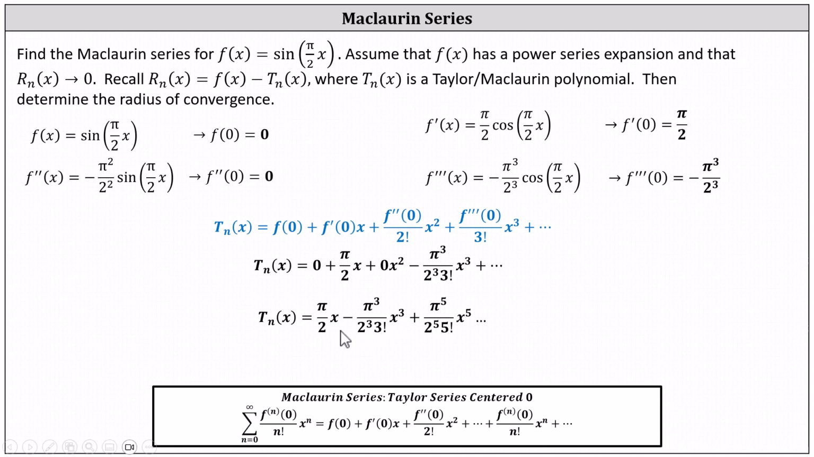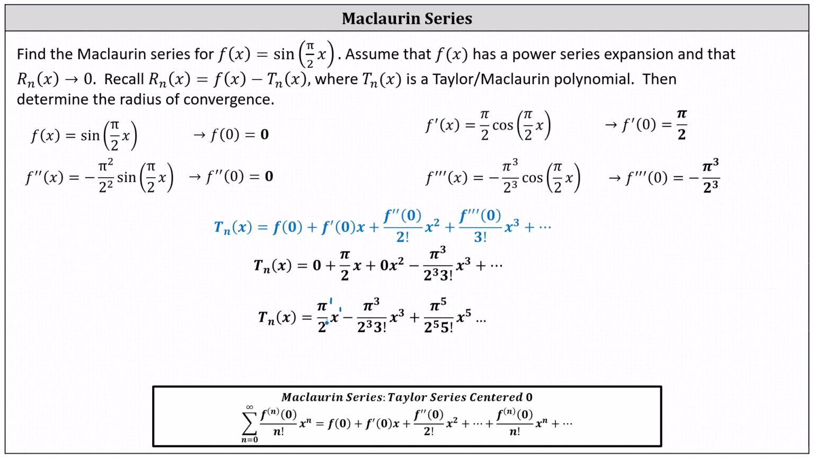Following this pattern, notice the next term would be plus π⁵ divided by the product of 2⁵ and 5 factorial times x⁵, and so on. And now let's analyze the terms to determine the pattern to write the Maclaurin series. Notice the exponents on π are 1, 3, 5, and so on, which also match the exponents on x. In the denominator, we have powers of 2. We have 2 to the first, 2 to the third, 2 to the fifth.